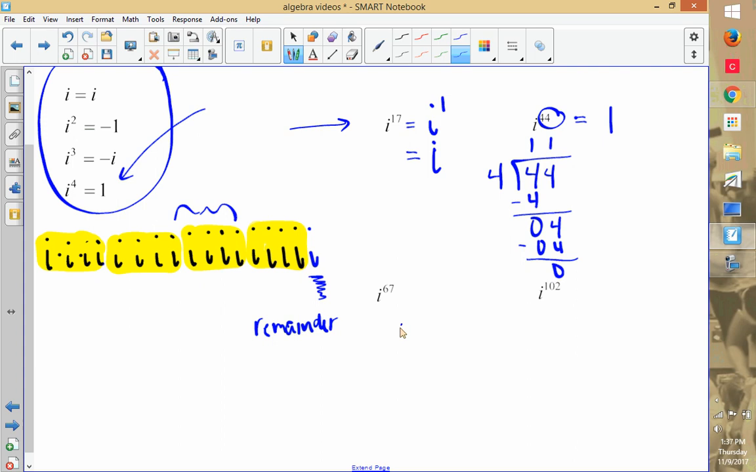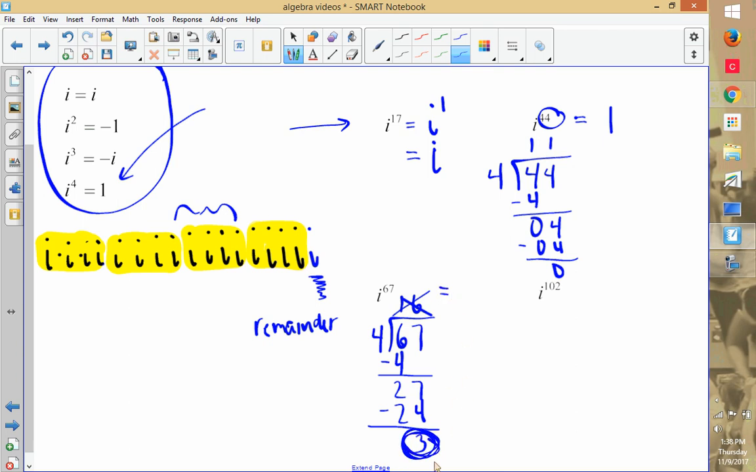Let's take the next one, and we're going to take 67. We're going to divide it by 4. 4 goes into 6 one time. 1 times 4 is 4. So I subtract. You get 6 minus 4, we're going to get 2. Carry down the 7. 4 goes into 27 6 times. 4 times 6 is 24. We're going to subtract. I don't actually care how many times the pattern goes in. What I'm more concerned with is this number that we have as a remainder.